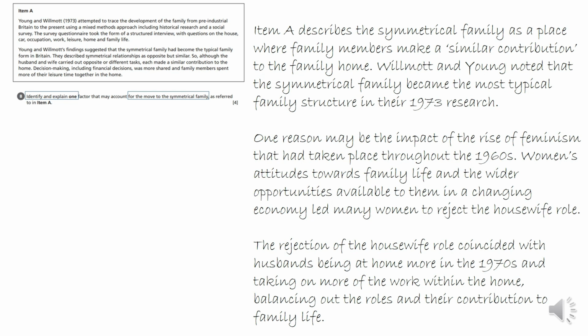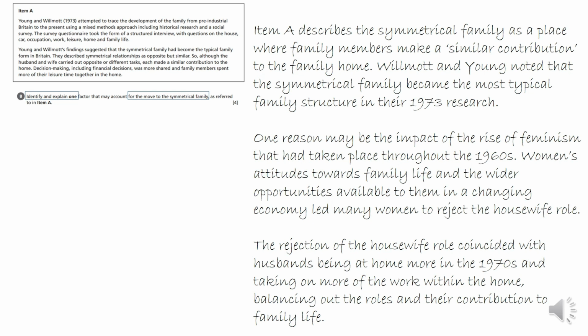So, in thinking of a response, we've created it as so. You can see here in my first paragraph, I am noting that item A describes the symmetrical family as a place where family members have a similar contribution to the family home. Wilmot and Young noted that the symmetrical family became the most typical family structure in their 1973 research. Here in paragraph 1, I am just outlining what a symmetrical family is.